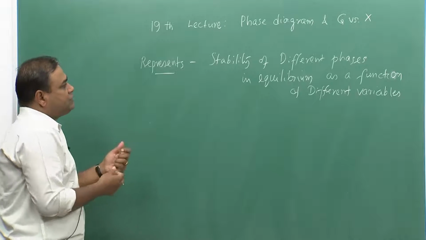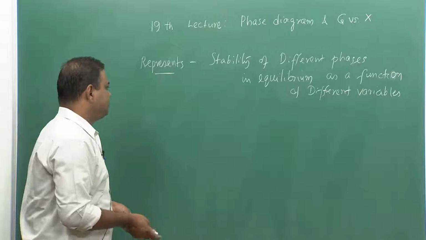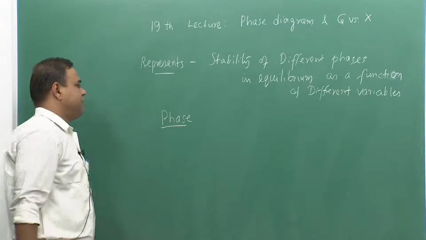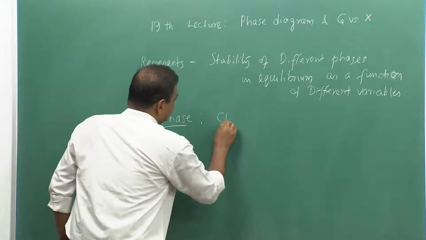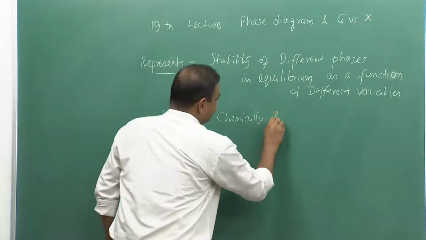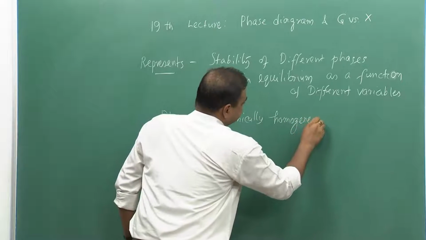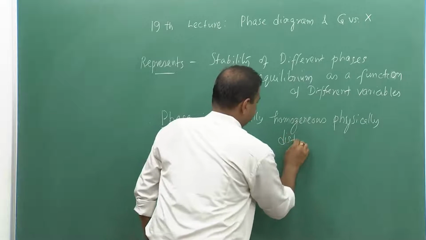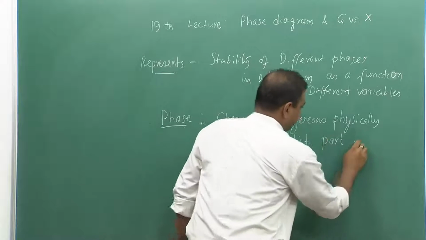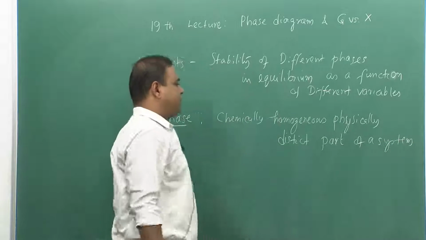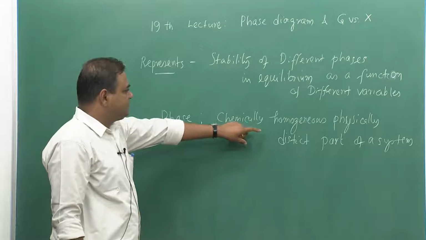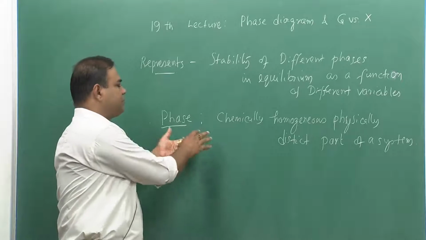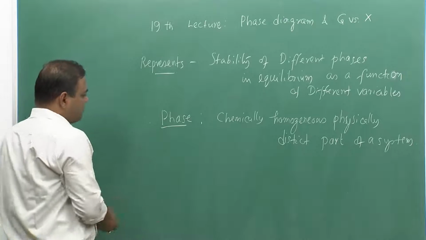Now, in order to get to a little bit more about phase diagram, we need to understand few parameters. Of course, first thing it comes phase, as we have understood before, that chemically homogeneous, physically distinct part of a system. And we have already explained this phase in the earlier lectures, and that time this chemically homogeneous physically distinct part of a system will be surrounded by an interface which will separate this particular part from rest of the part of the system. Now, then we have to see the components.